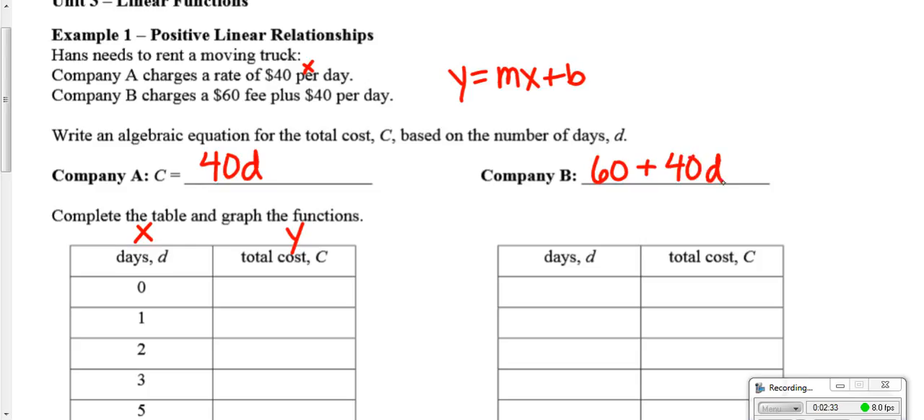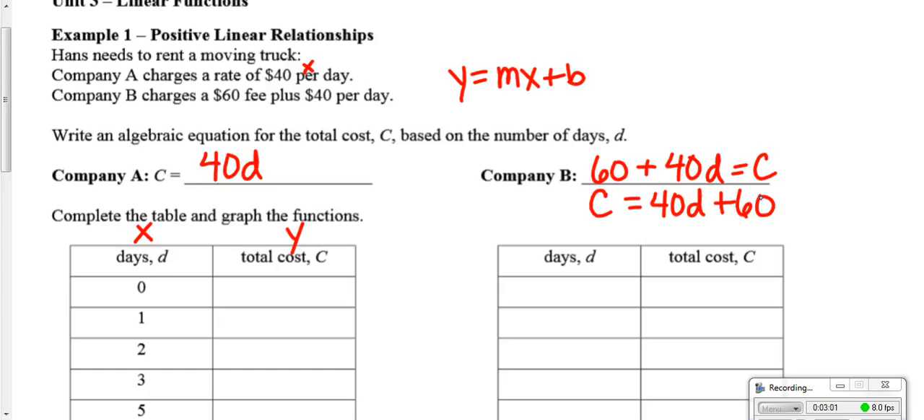Okay, so this is a little bit backwards of what I normally write. And you know what is missing? The equal to C. So here is the company B equation, or I can always rewrite it as C equals 40D plus 60. And so this second time that I'm writing it is a little bit more similar to the slope-intercept form equation. Now we're going to complete the table and graph the functions.